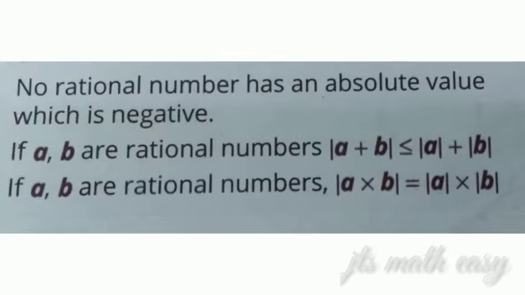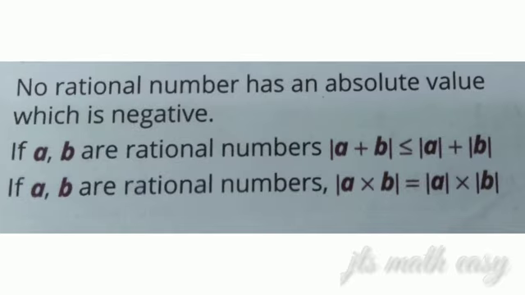And these are the properties of absolute value. The first property is that no rational number has an absolute value which is negative. I have given enough explanation for that. And the second property is, if a, b are rational numbers, then modulus of a plus b is less than or equal to modulus of a plus modulus of b. Similarly, the next property: if a, b are rational numbers, then modulus of a times b is equal to modulus of a times modulus of b.